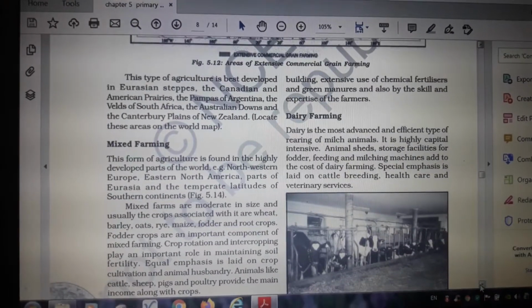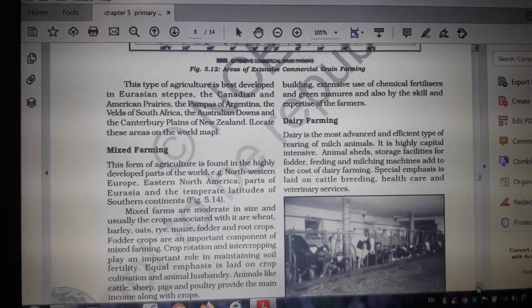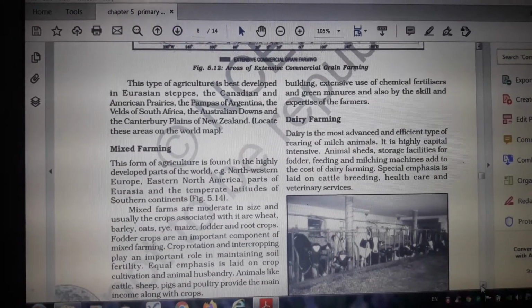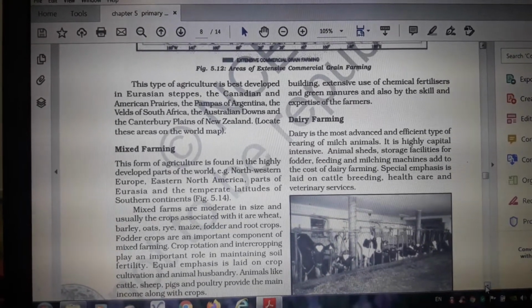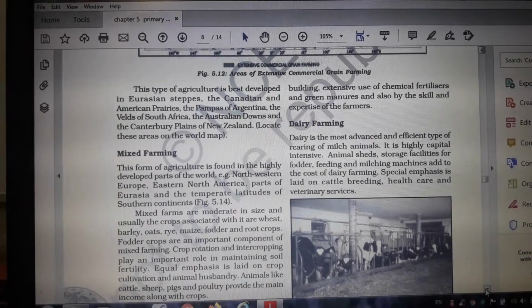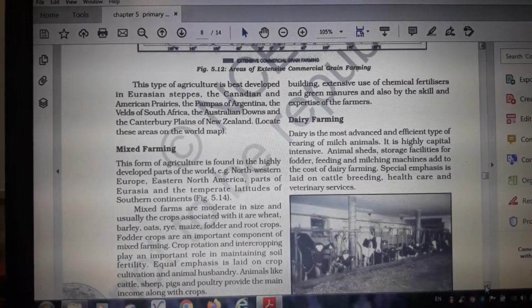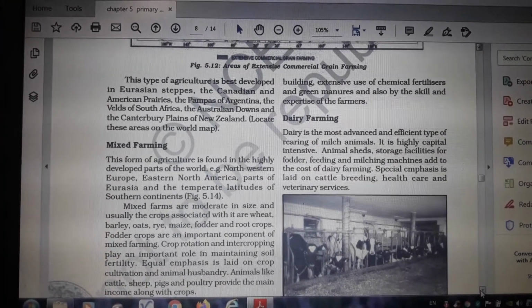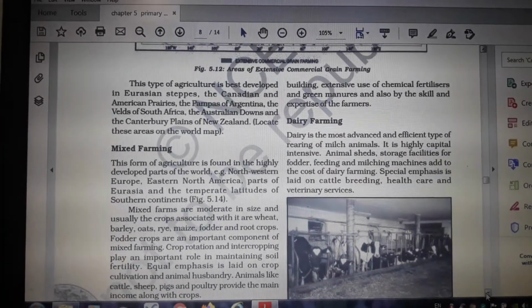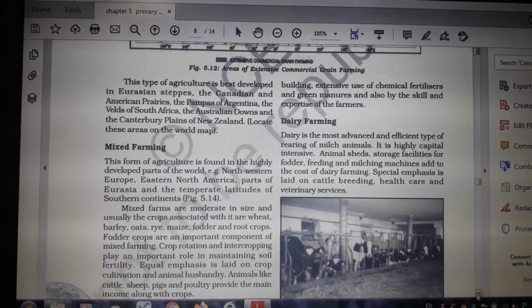The temperate grasslands are called steppes in Eurasia, prairies in Canada and America, pampas in South America, Argentina, and downs in the belt of South Africa and Australia, and the Canterbury plain of New Zealand. These are the main places where extensive commercial grain farming is common in the world.